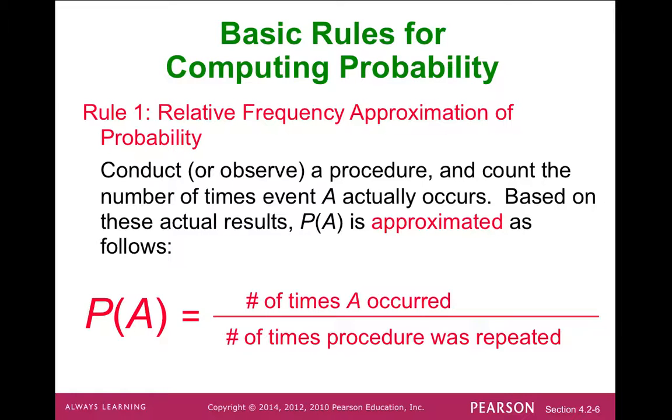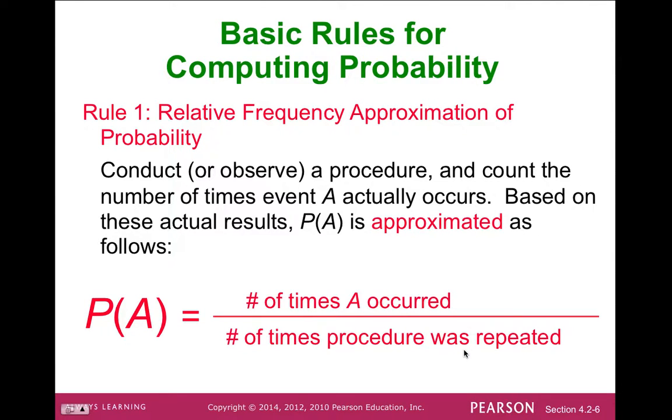So imagine that you have a coin, a penny, and you're doing coin flips. And event A you've defined as getting heads. And so as you're flipping your coin, let's say that you're going to repeat your procedure 10 times. And let's say that out of those 10 times, you got heads 4 times. So the number of times that A occurred, which is getting heads, would be 4, and we would divide that by the number of times the procedure was repeated, 10.